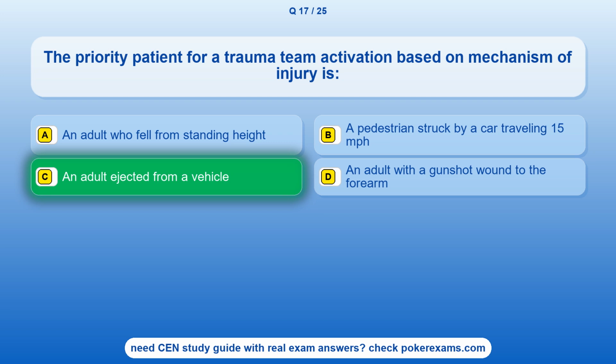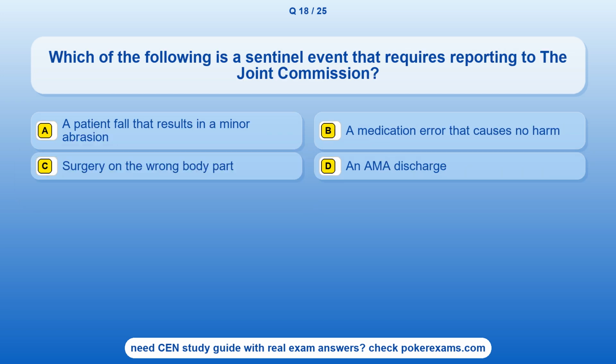An adult ejected from a vehicle. Question 18. Which of the following is a sentinel event that requires reporting to the Joint Commission? Option A. A patient fall that results in a minor abrasion. Option B. A medication error that causes no harm. Option C. A surgery on the wrong body part. Option D. An AMA discharge.